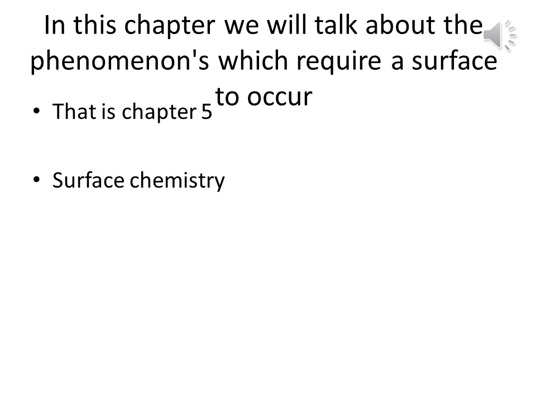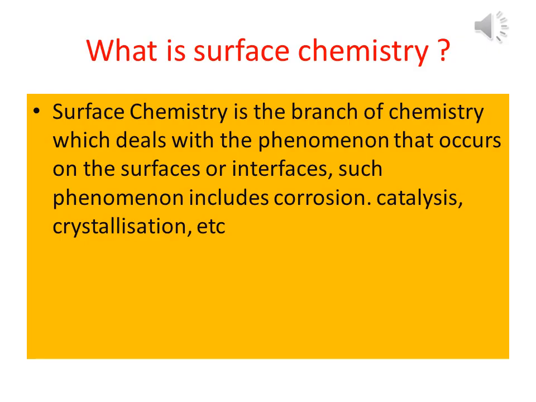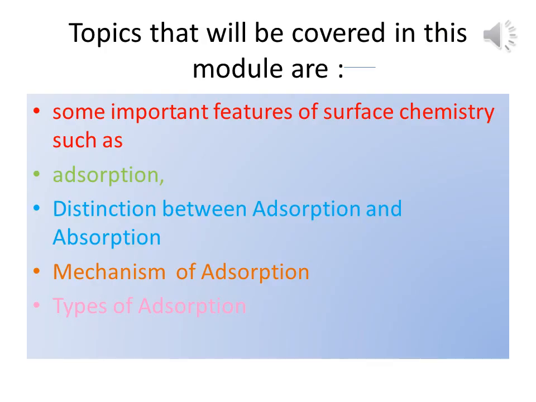That is surface chemistry. So, surface chemistry is the branch of chemistry which deals with the phenomenon that occur on surface or interfaces such as corrosion, catalysis, crystallization, etc. The topics which we will cover in this module are adsorption, how adsorption is different from absorption, mechanism of adsorption and types of adsorption.